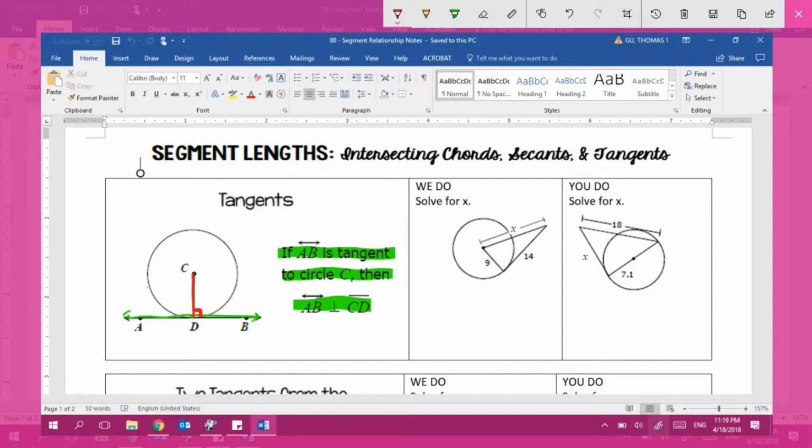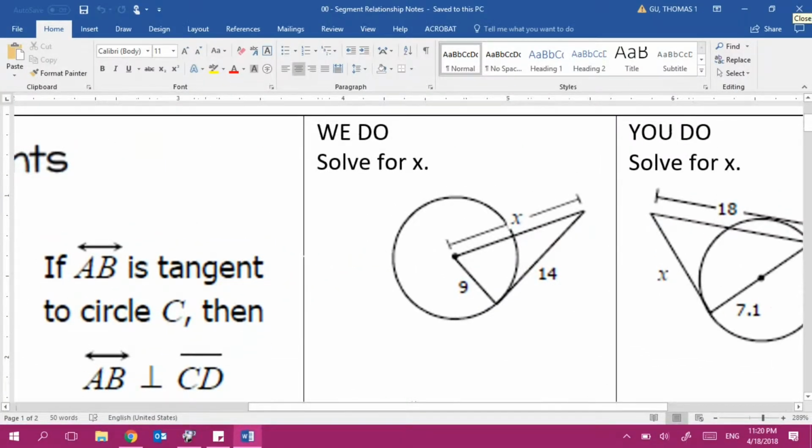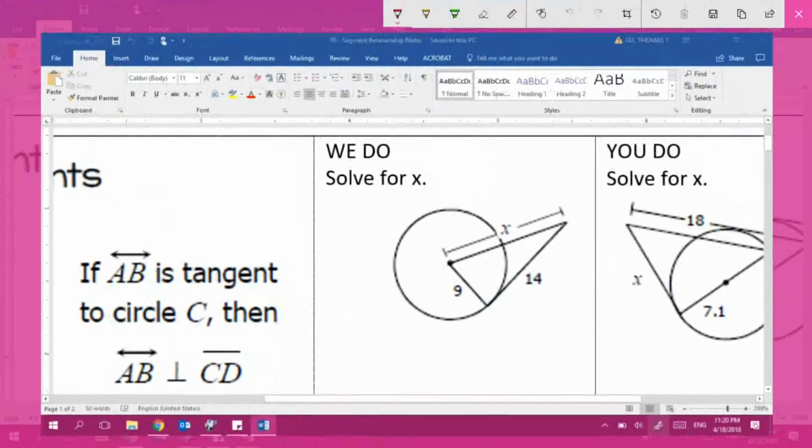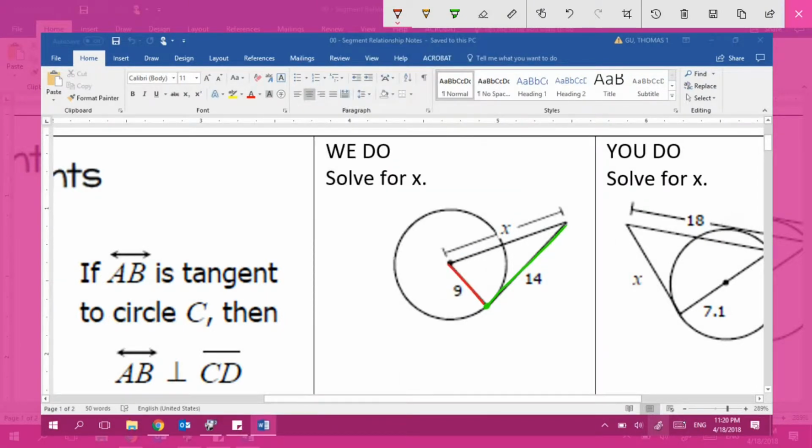For example, in the first we do, let me enlarge this. All right, take a look at this. We have a tangent, because look, it's intersecting at one point. Bam, intersecting at one point. And then look, we got this radius drawn to the point of tangency C, which means this has to be a right angle because it's perpendicular. That's the rule about the tangent.